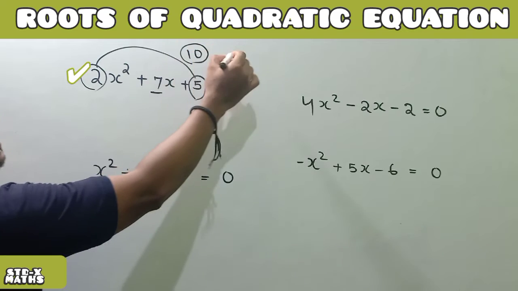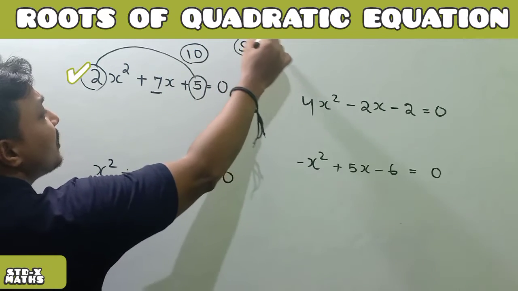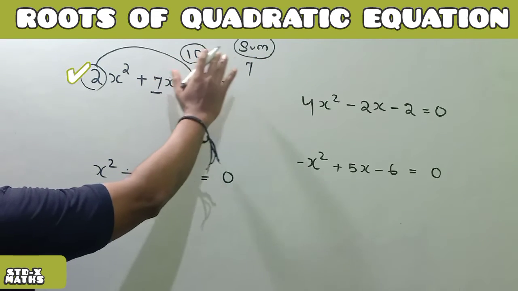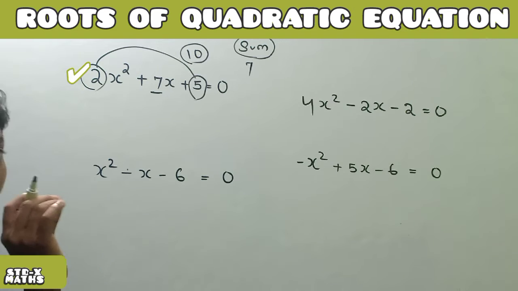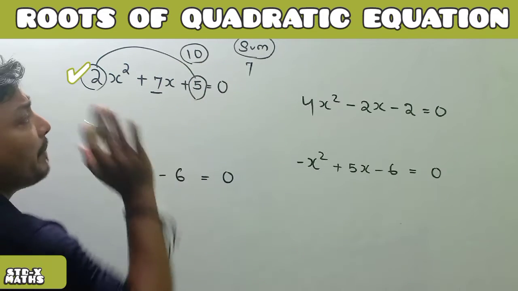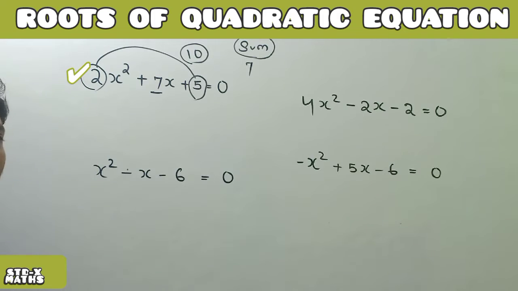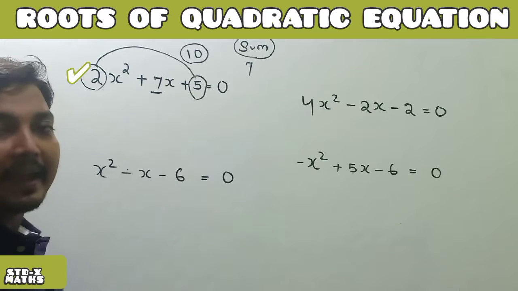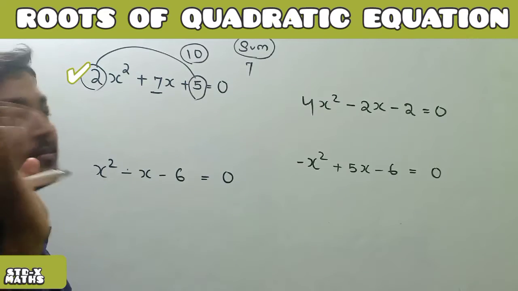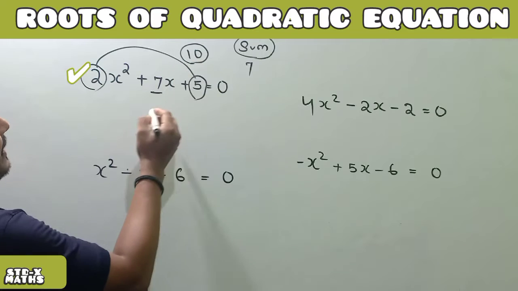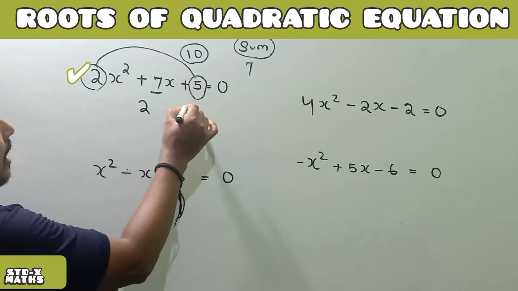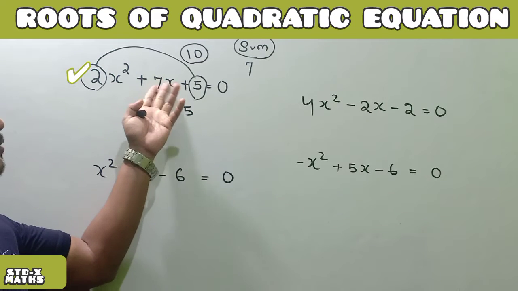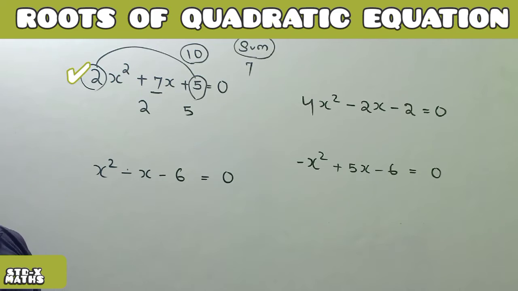The product will be 10, but the sum will be 7. Remember, product is 10 and sum is 7. Only you have to find those two numbers whose sum is equal to 7 and whose product is 10. In the first step, 10 means one is 2, another is 5. So their sum is equal to 7, and their product is also 10.